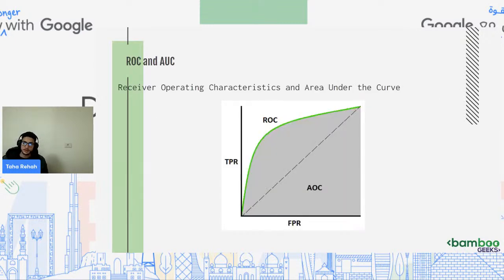Now let's talk about another metric. It's also very interesting, actually more than precision and recall, and it's widely used in imbalanced datasets. Before even talking about it, I just want you to make the connection in your mind between those metrics and imbalanced datasets.